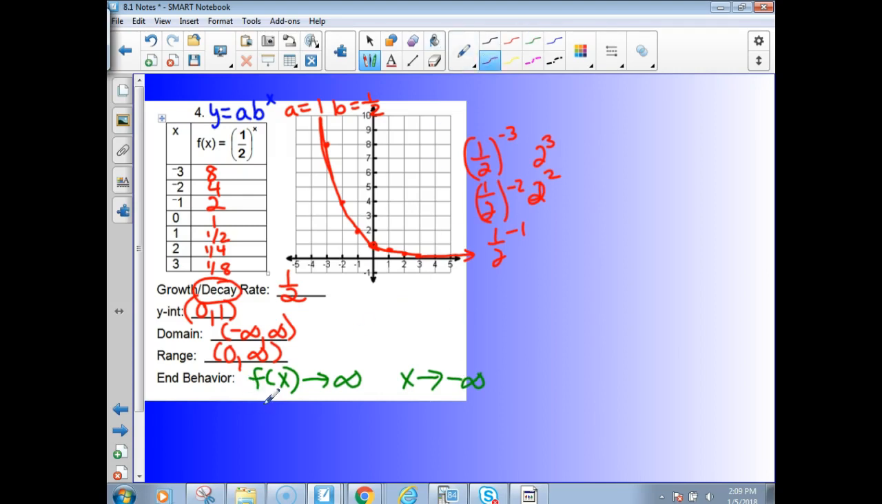Okay, so let's just kind of remember a review from last semester. On the other side, f of x is trying to hit 0. It's trying to hit 0 on the right side as x approaches infinity.